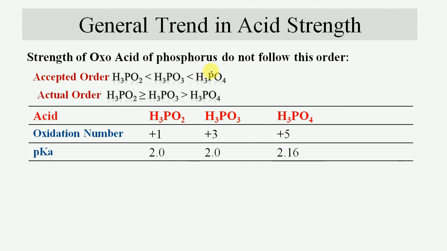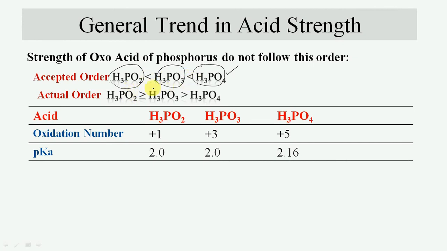Phosphoric acid has +5, then +3 and +1. So on the basis of oxidation state, this one is expected to be the strongest acid. However, experimentally it has been found that all these acids of phosphorus are weak acids. What is their order? They follow this order.